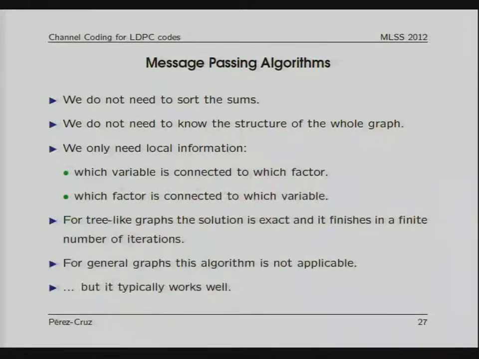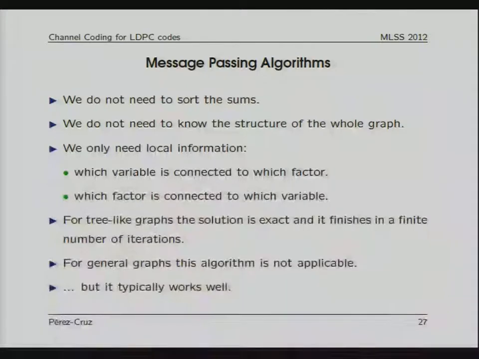So the important thing about the message passing is, first thing is we don't need to sort the sums. Okay? We can do this message passing without sorting the sums. Okay? And we don't need to know the structure of the whole graph. Each factor only needs to know who it is neighbor to, and each variable only needs to know who it is neighboring to. You don't need to care about the whole structure. Okay? And this is why we can apply the algorithm even if you have loops in it, because locally you don't see any loops. Okay? We just know that if it has loops, it might not work. Okay? And that's the thing.